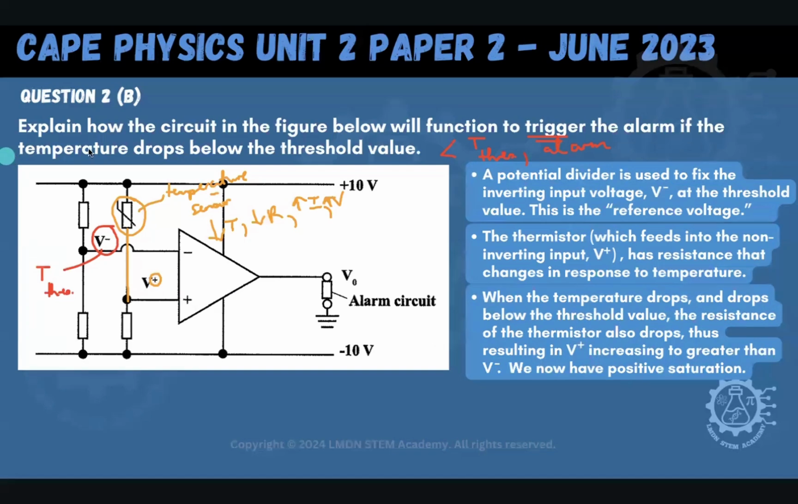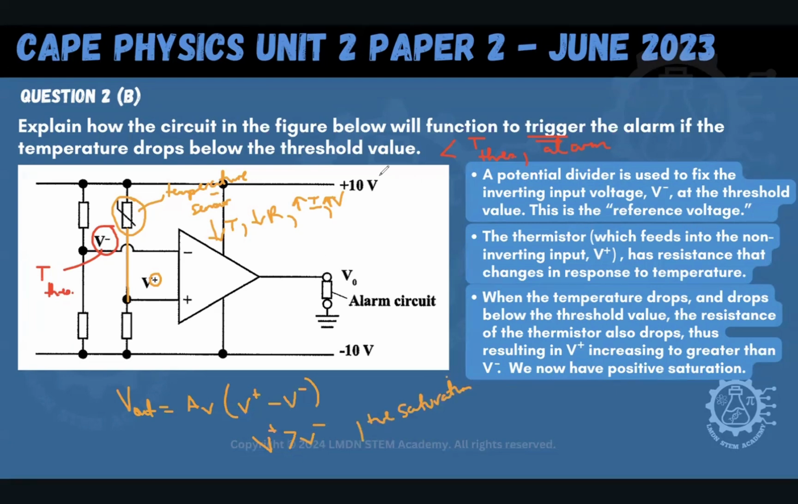Let's go back to our equation here: V out is equal to A V, which is what we always go back to. When the resistance drops because the temperature drops, the voltage goes up, so V plus gets big. We end up in a scenario where V plus is greater than V minus. So now we have positive saturation.